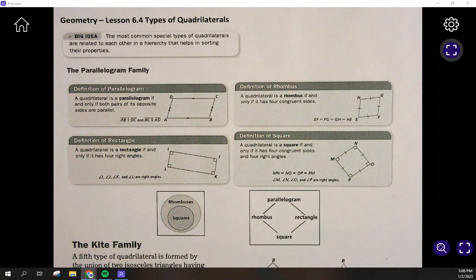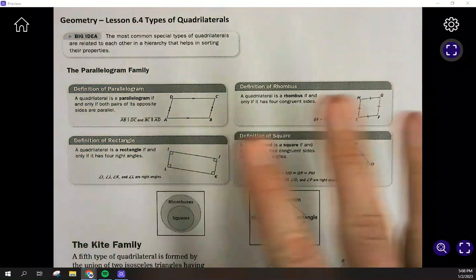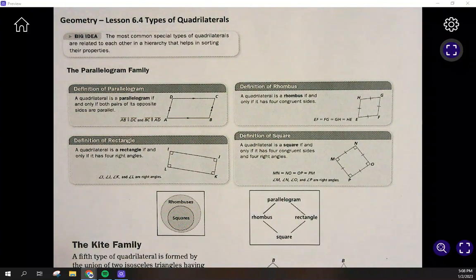This is Geometry Lessons 6.4, Types of Quadrilaterals. The big idea says the most common special types of quadrilaterals are related to each other in a hierarchy that helps in sorting their properties. So in this section, we're just going to be classifying different types of quadrilaterals and identifying specifically what is special about each one and then how they're related.